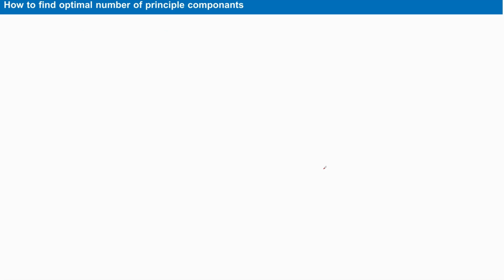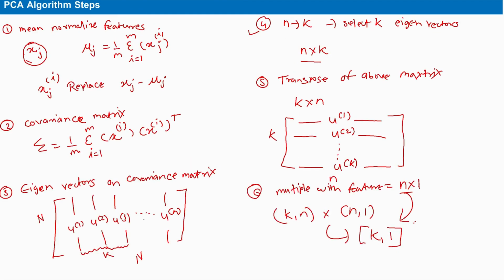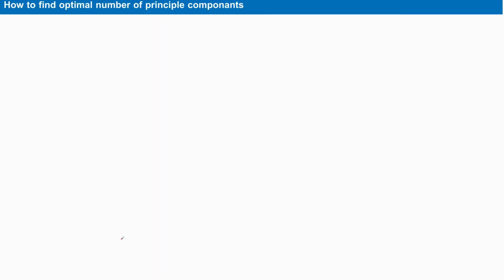Now the next thing: how to find the optimal number of principal components. The k we are taking statistically, but how can we find it in an optimal way, such that after transforming all the data points onto those k vectors, we get the minimum projection error? There are various methods for finding the optimal number of principal components.